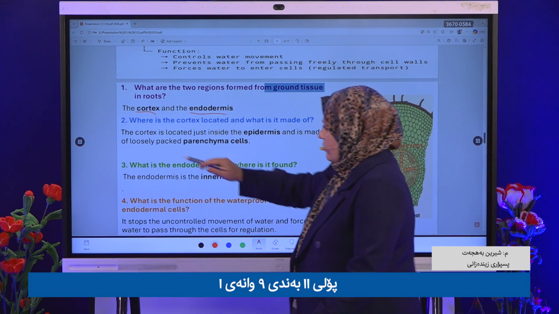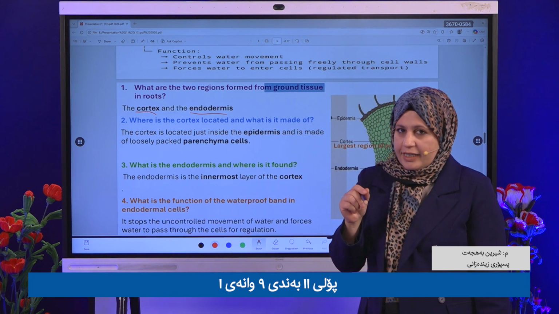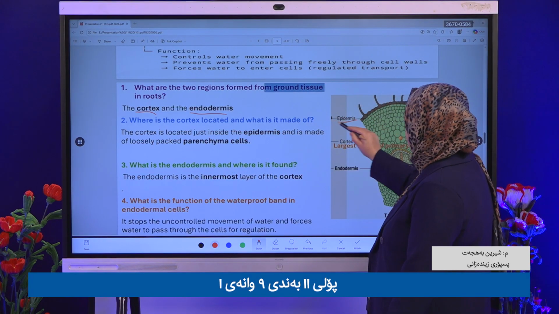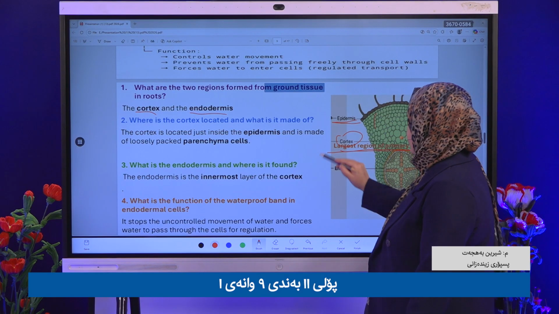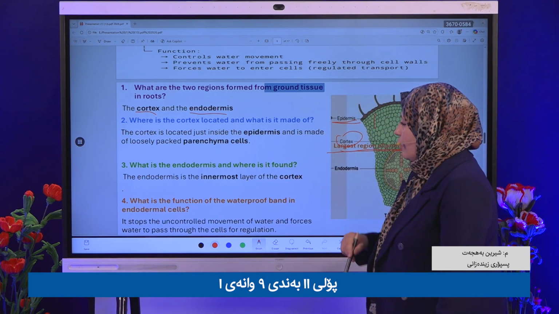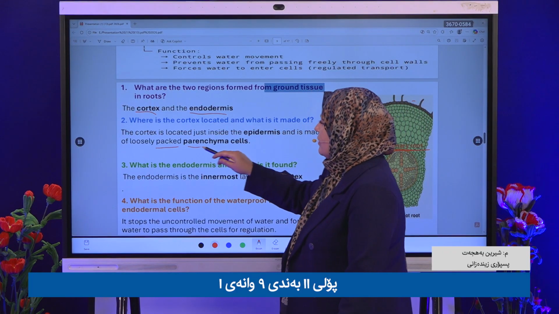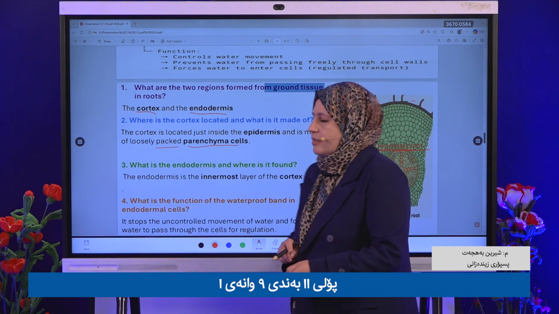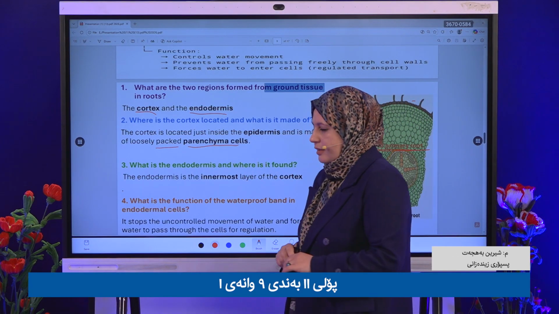Clear? What is the cortex located in or made of? Be careful. It is located just inside the epidermis. Look at it. This is the epidermis. Inside the epidermis, there is the cortex, which is the largest region of primary roots. What is it made of? It is made of loosely packed parenchyma cells. So the cortex is made of what? Parenchyma cells. Clear? Let's go.